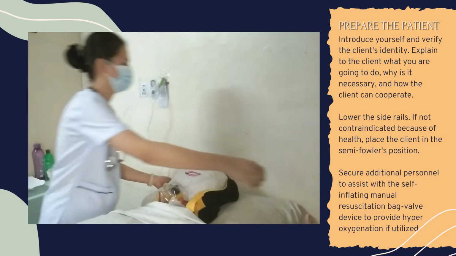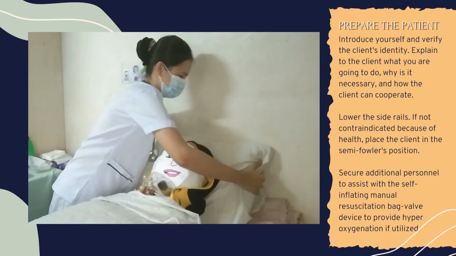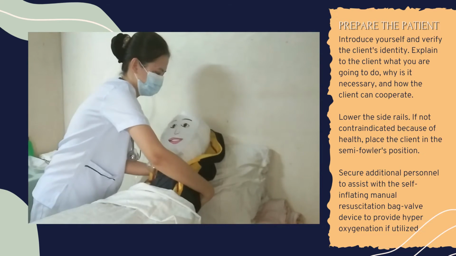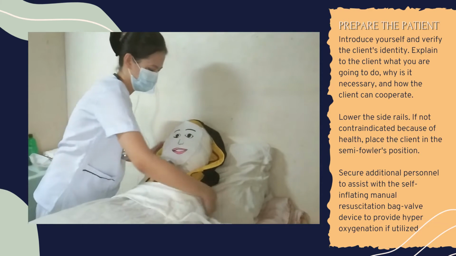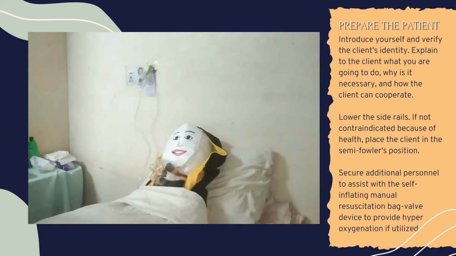Lower the side rails if not contraindicated because of health. Place the client in a semi-Fowler's position. Lower the side rails to have access to the patient. A semi-Fowler's position helps to prevent aspiration of secretions, and if necessary, provide analgesia before suctioning. Analgesia provides pain relief for the client.